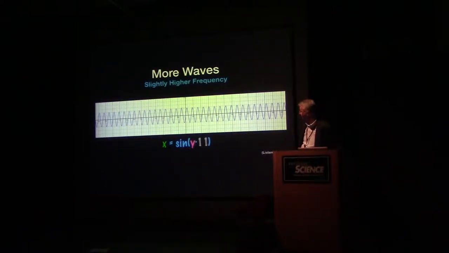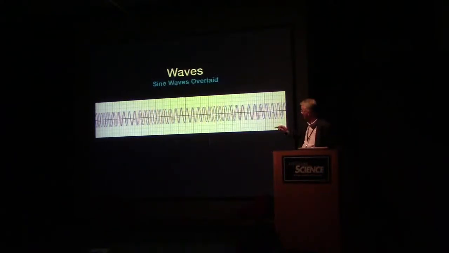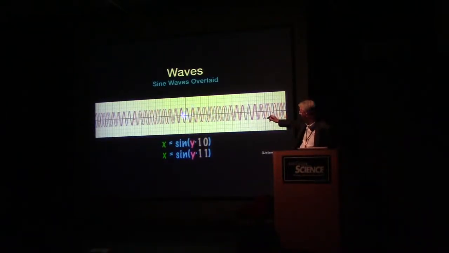And listen to this one. Okay, so the pitch is a little bit higher, right? So it's a little bit more energetic wave, a little bit higher pitch. What happens if we play them both at the same time? So this is the sine of y times 10 and the sine of y times 11 graphed at the same time. You can see that in the middle here, the waves are on top of each other, and they are also over here, and over there. But in this middle bit, they're basically out of phase with each other completely. They're opposites here, and opposites there, and way over there as well.